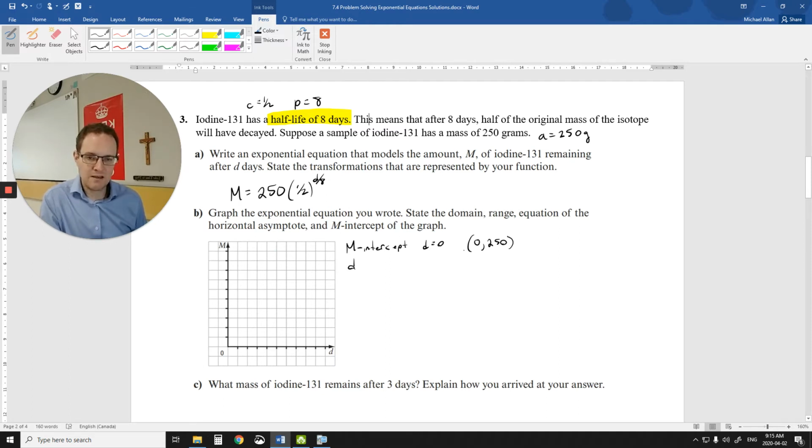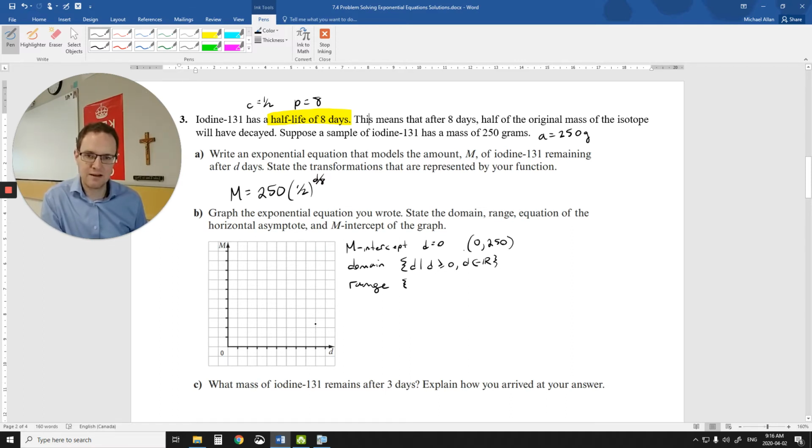My domain is going to be just the d values down here. So that's going to be d such that I'm going to start at 0 and run to something. I don't know, it probably goes on forever. So let's just say d is greater than or equal to 0.